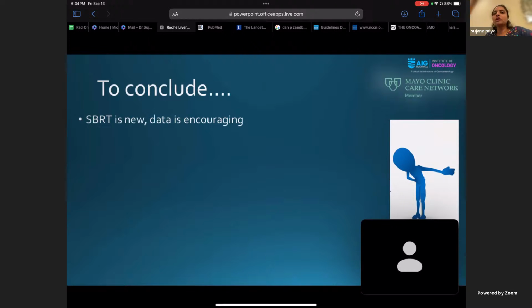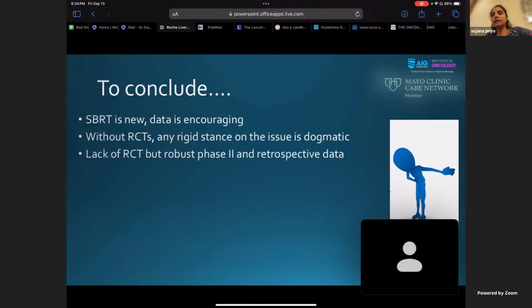To conclude, SBRT is new and the data is definitely encouraging, but without any RCTs, any rigid stance on the issue is dogmatic. There are a lot of case reports and case series. We need multidisciplinary meetings and multi-institutional collaborations to pool more and more patients to run a proper randomized controlled trial. But there are robust retrospective and phase 2 trials.